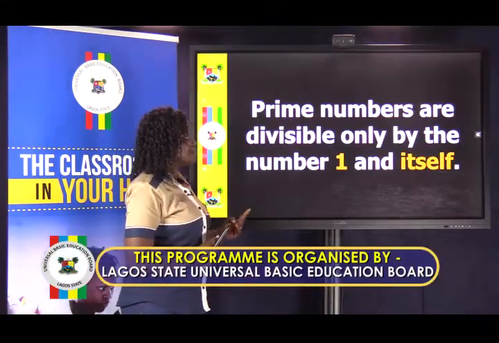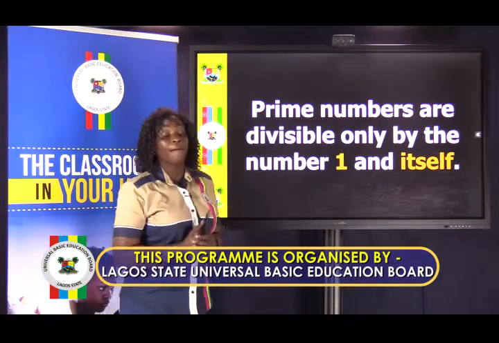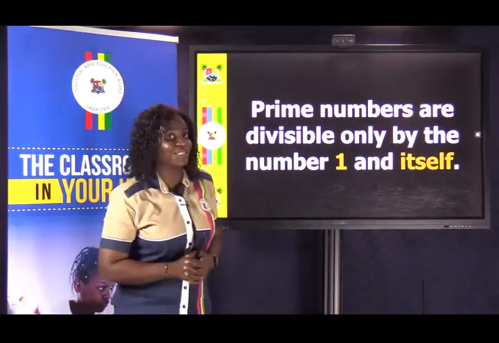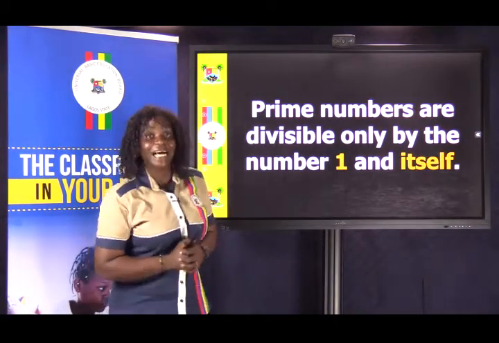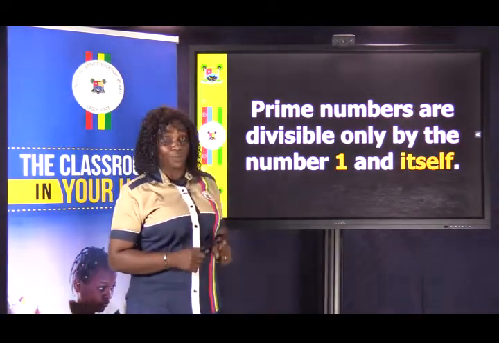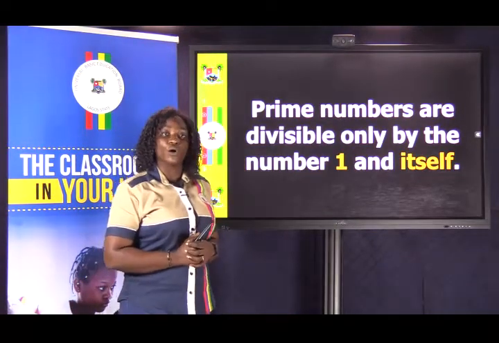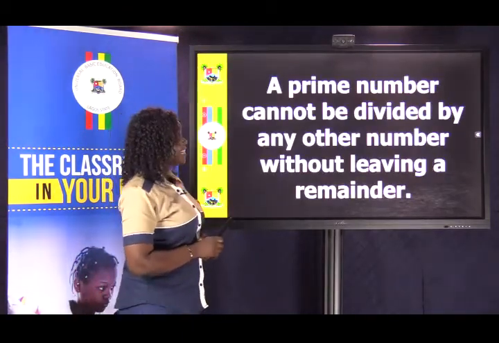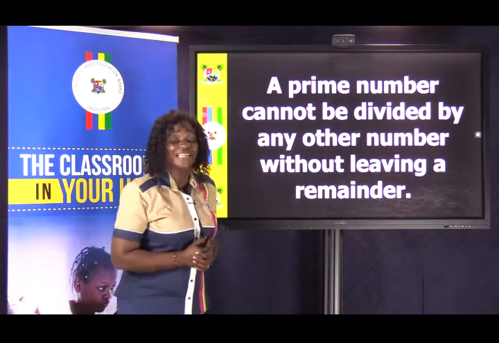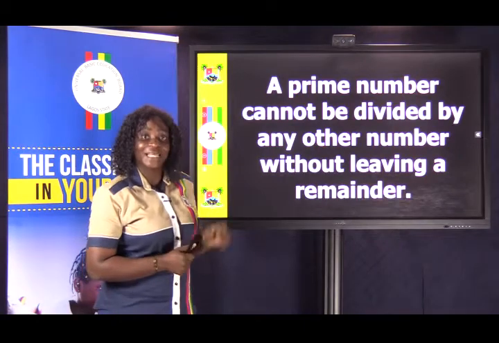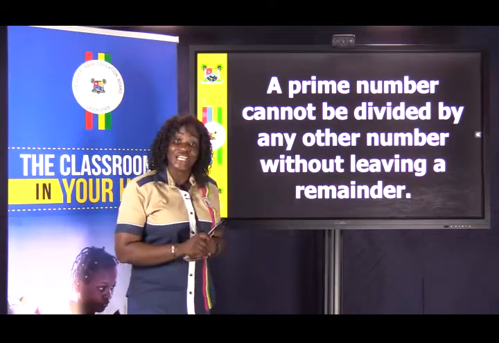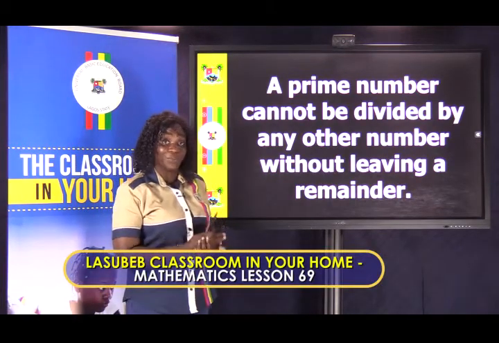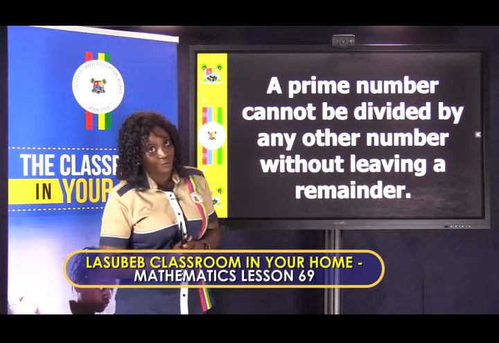Prime numbers are divisible only by 1 and itself. Auntie Tino, you mentioned something like that while teaching factors. Yes, I told you some factors have only 2 numbers, 1 and itself, so they are called prime numbers. A prime number cannot be divided by any other number without leaving a remainder. Do you understand me? The only 2 numbers that can divide prime numbers are 1 and itself. Yes.